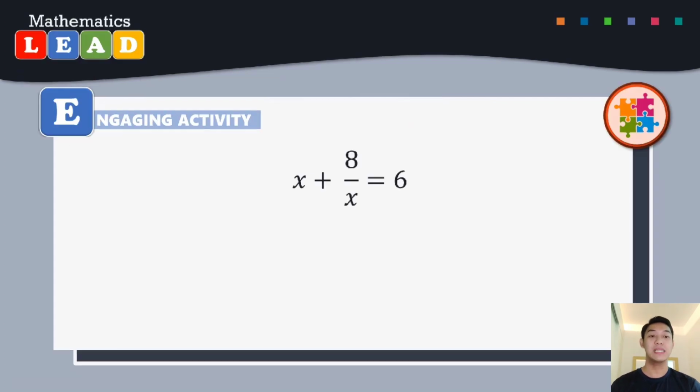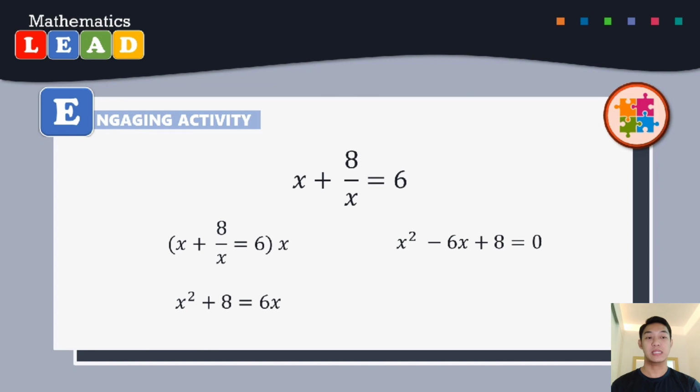We have here x plus 8 over x is equal to 6. Feel free to pause this video and work on this example. So what we're going to do in this problem is multiply both sides by x. So x times x is x squared. And then 8 over x times x, the x variables will cancel and it is just going to be 8. And then 6 times x is 6x. Now, let us move the 6x from the right side to the left side. On the right side is positive 6x, but on the left side, it is going to be negative.